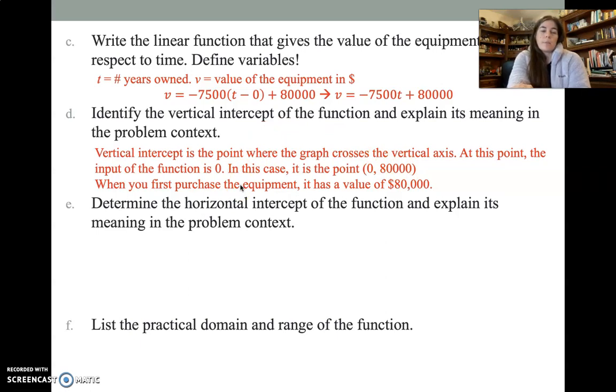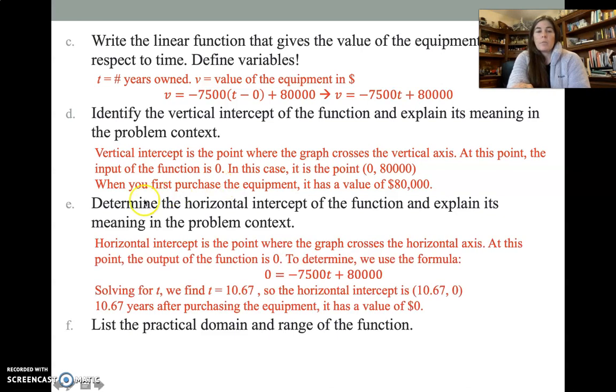Part E says to determine the horizontal intercept and explain its meaning. The horizontal intercept is where my graph crosses the horizontal axis, which is where my output is 0. So I'm going to take my function, set it equal to 0, and solve for t. Subtract 80,000 from both sides, divide by negative 7,500. I'm going to get t equals 10.67. So my intercept is saying when the input is 10.67, the output is 0. In terms of meaning, 10.67 years after purchasing the equipment, it has a value of $0.